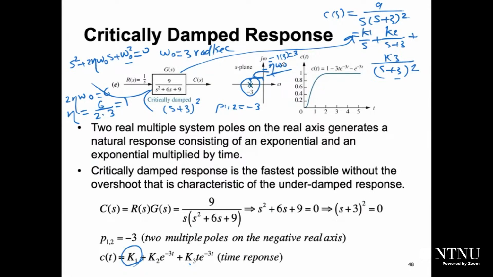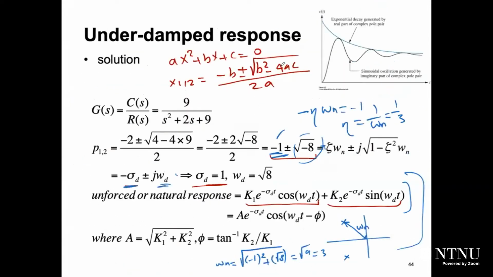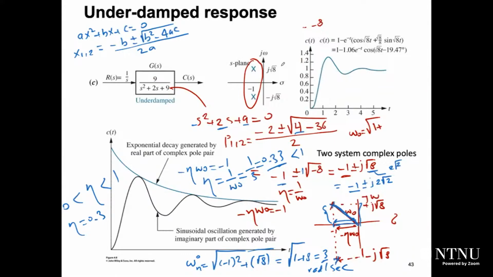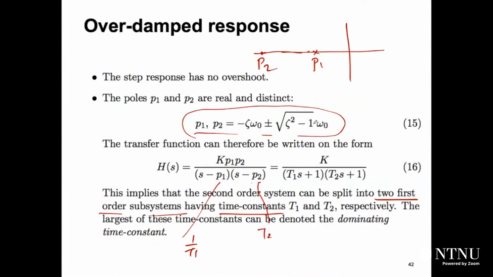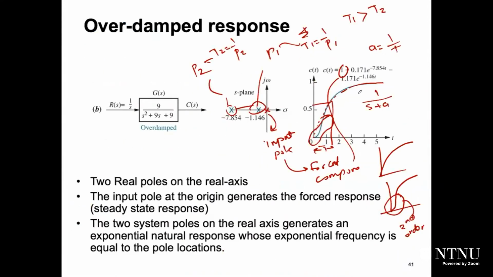So what is the difference between critically damped and overdamped? For overdamped, zeta is greater than 1, right? This is the overdamped system. We will just compare the zeta value. So 2 zeta omega n equals 9. So zeta will be 9 divided by 2 multiplied by omega n, which is 3. So it will be 9 divided by 6, so it will be 1.5.